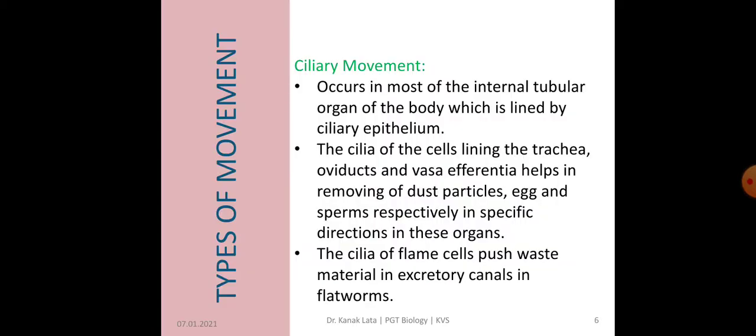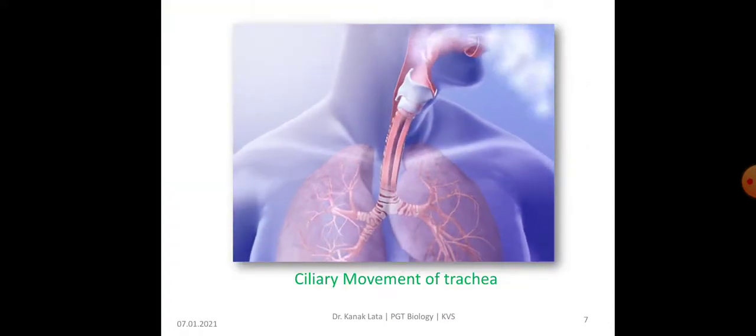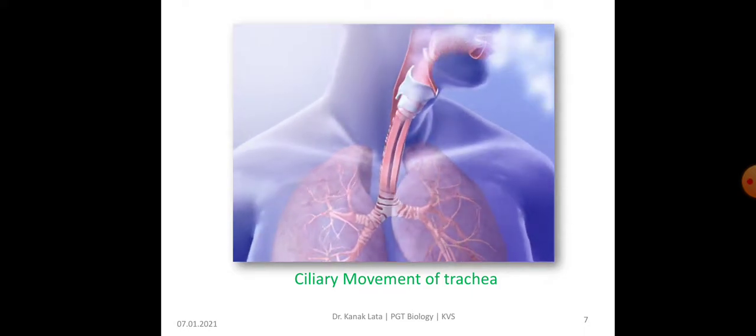Now next is about ciliary movement. The cilia of the cells lining the trachea, oviducts and vasa efferentia help in removing dust particles, eggs and sperms respectively in a specific direction in these organs. In flatworm, cilia of flame cells are responsible for removal of waste in excretory canal. Ciliary movement mostly occurs in the internal tubular organs of the body which are lined by ciliary epithelium. This figure shows the ciliary movement of trachea.